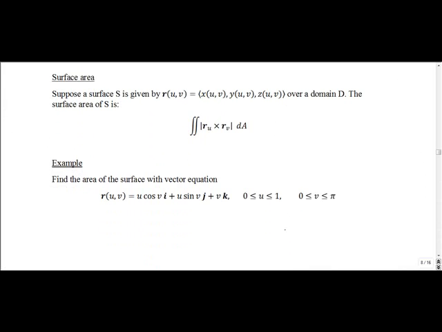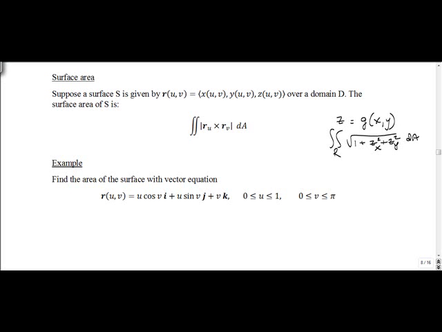Surface area. Do you remember we did surface area some lectures ago? I'm going to erase it in a little while. If the surface was given as a function of x and y, the surface area was the double integral over the region of the square root of 1 plus partial with respect to x squared plus partial with respect to y squared. Remember that? So this was the equation where there was no parametrization.